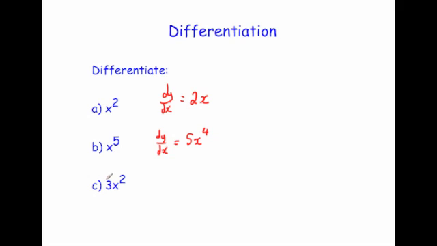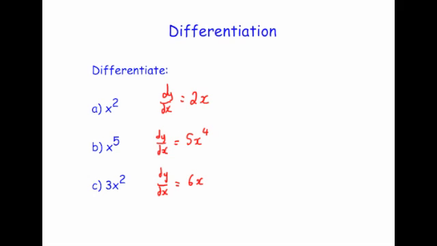Okay, and finally, 3x squared. So again, dy by dx. Bring the power down. Now we've got a 3 here, so we're going to bring it down and we're going to multiply. So we're going to do 3 times 2 is 6x, and then reduce the power by 1, well, it's then going to be to the power of 1. So the answer would just be 6x.